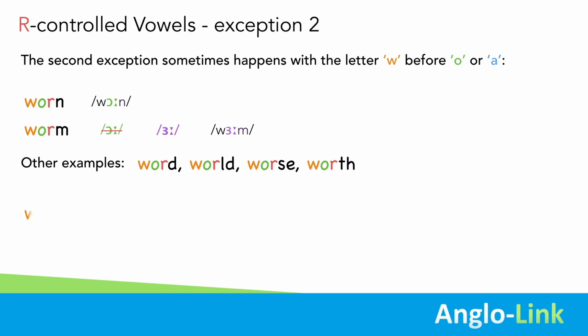Now look at this word, which we expect to be pronounced with an R, but it isn't. It's pronounced with an O, warm. Two other examples are war and wart.